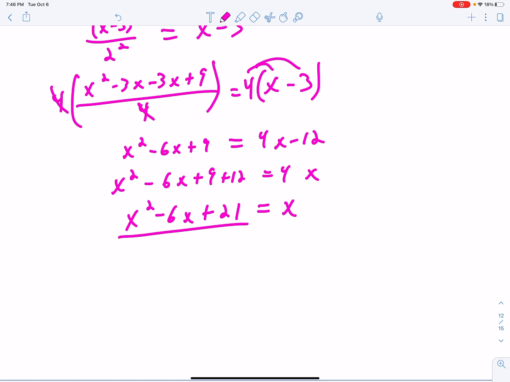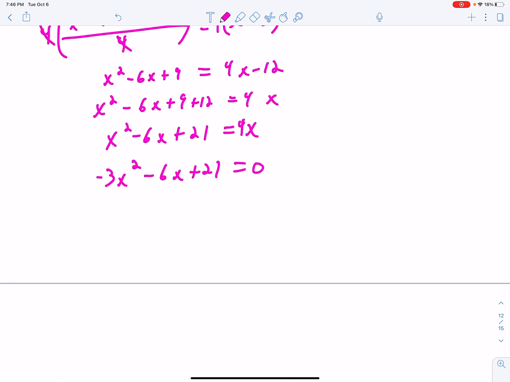Oh yeah, I'm okay, sorry. Confusing myself here. We're going to subtract 4x because we want a 0 on the other side. Subtract 4x. So if we subtract 4x, we get negative 3x squared minus 6x plus 21 equals 0. My mistake there, sorry. Because we want a 0 on the right side.